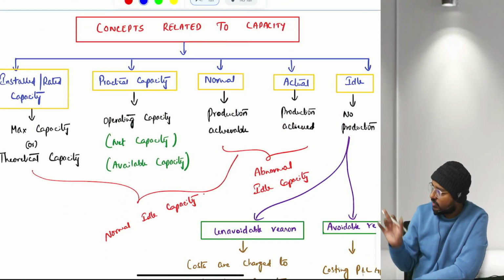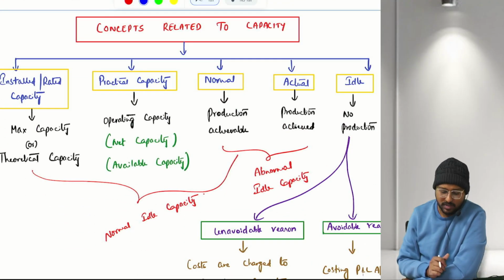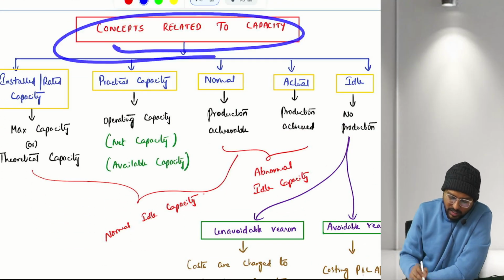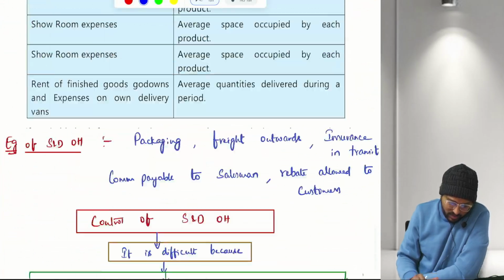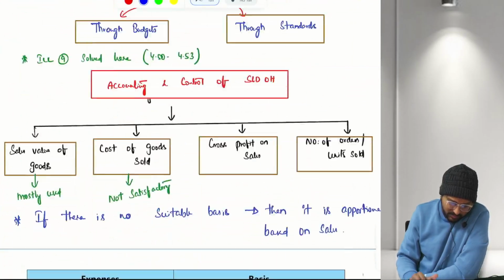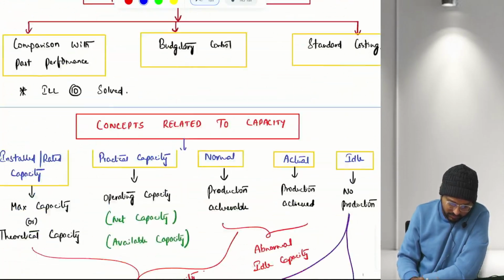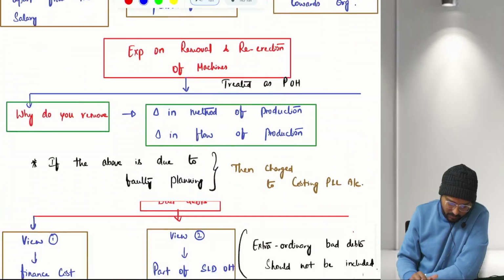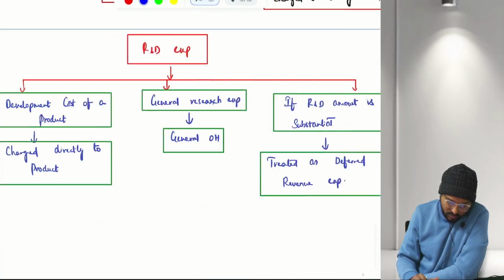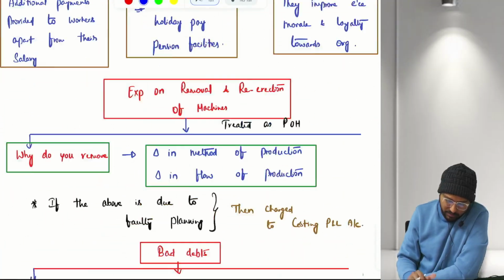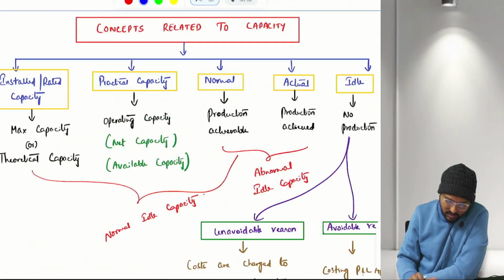One more thing, this one you have to remember. We have problems on this. What is this? Concepts related to capacity. I think, what was the last sum that we have done? Illustration 10. That means all these things we have covered. Right? Anyways, we'll see this one more time.